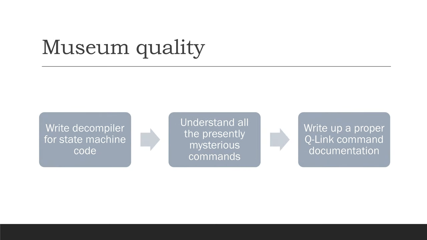To get to that museum quality, though, you would have to write a decompiler. There's a huge state machine. That's what I was referring to as that 4K self-modifying code. It parses a somewhat P-code, somewhat state machine thing. And all of these commands that we don't yet understand, the answers are in there. And that's what we'd have to get at. Then write up proper QLink documentation, not notes, not servers, and then we'd have a museum piece.